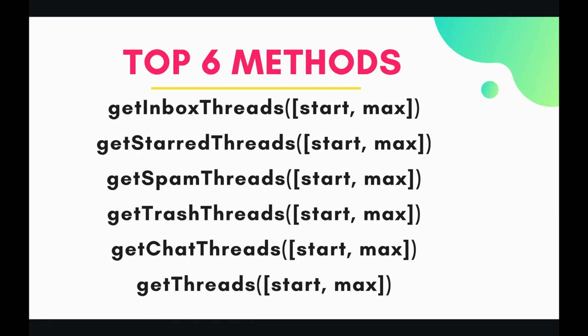So the top 6 methods that I use for getting threads are getInboxThreads, getStarredThreads, getSpamThreads, getTrashThreads, getChatThreads, and then just the generic getThreads. So let's dive into the code and see what we got going on.